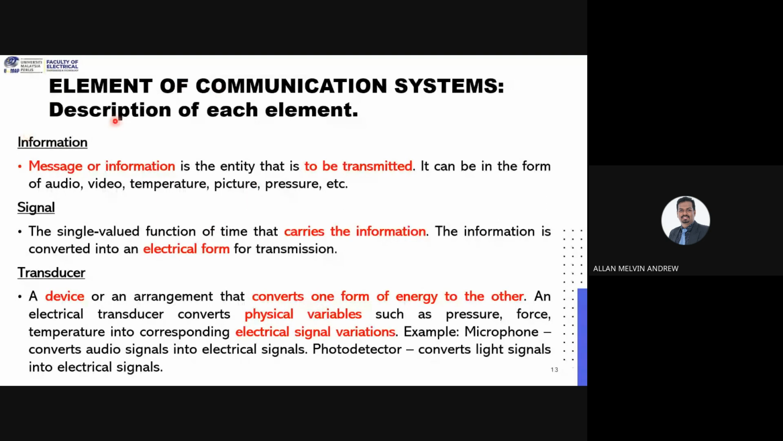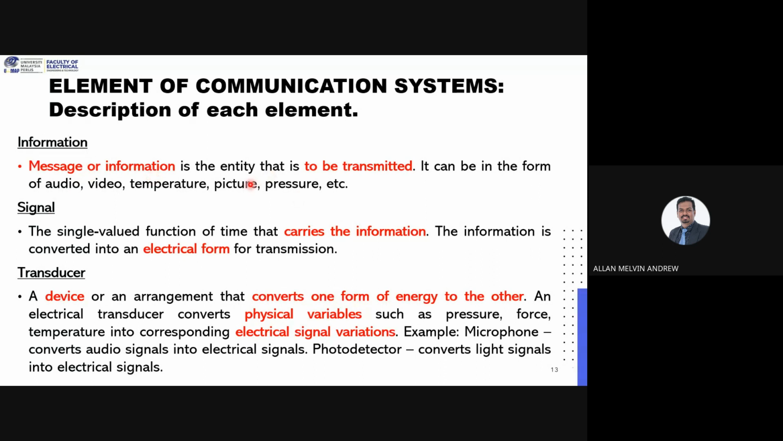The first element is the information. It must be the message or the content that you want to deliver to other people. You want to get it across, so you must have information. Without any information, the communication is not valid. You need to tell something; you cannot simply be silent and expect them to understand. So you need to communicate something. Usually it will be verbal.